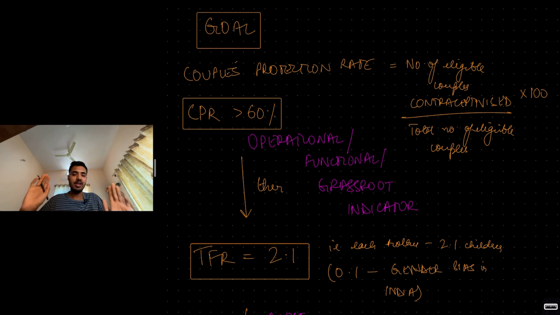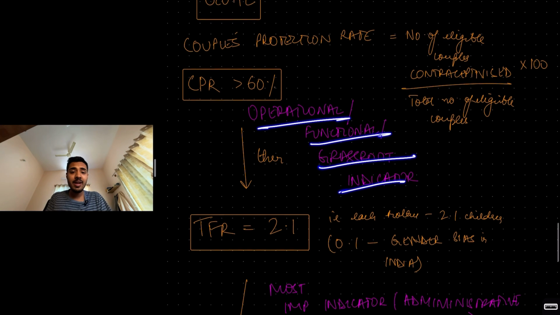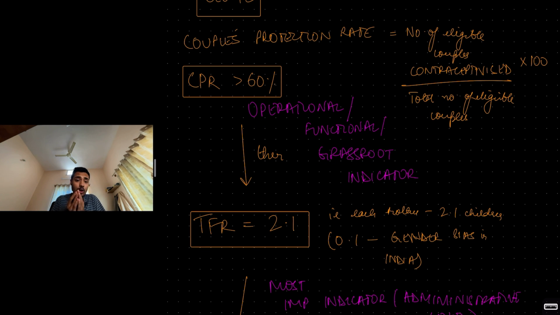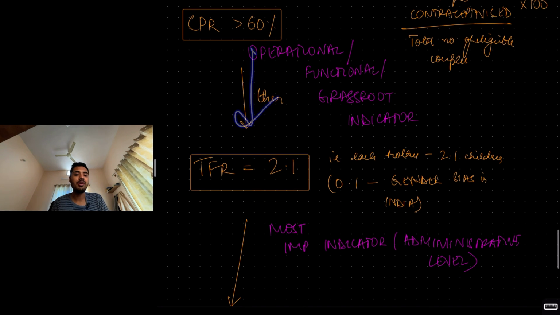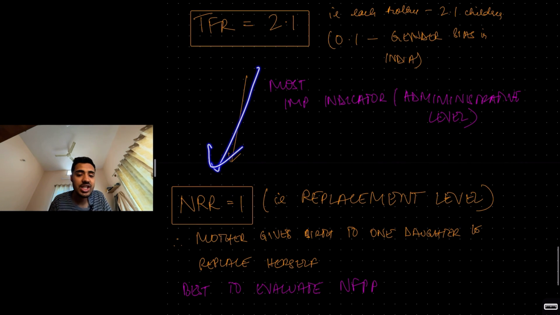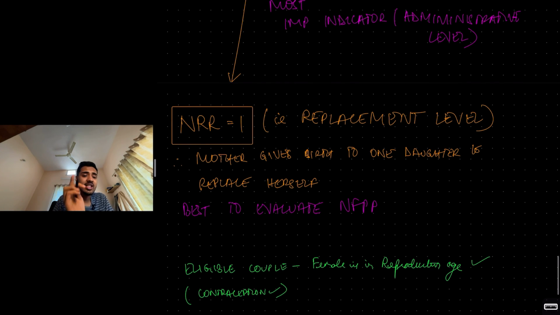This is the operational indicator, functional indicator, grassroots indicator. Why? Because this is something you can actually alter. ASHA workers can go distribute contraceptives. They can promote the usage of contraception. So when you promote the usage of contraception, couples protection rate will eventually increase by more than 60%. Then TFR will be equal to 2.1. Then the goal of net reproductive rate equal to 1 will be achieved. This is replacement level.